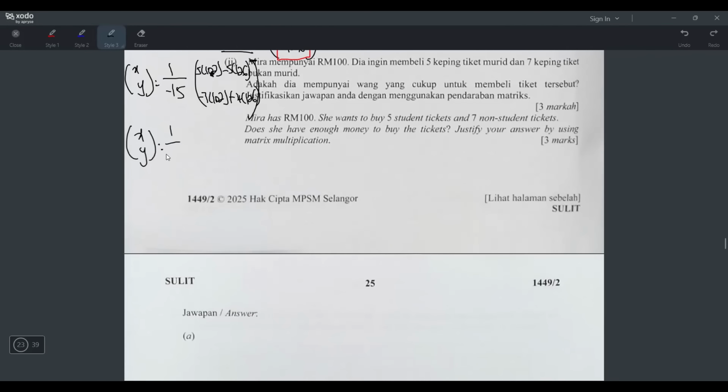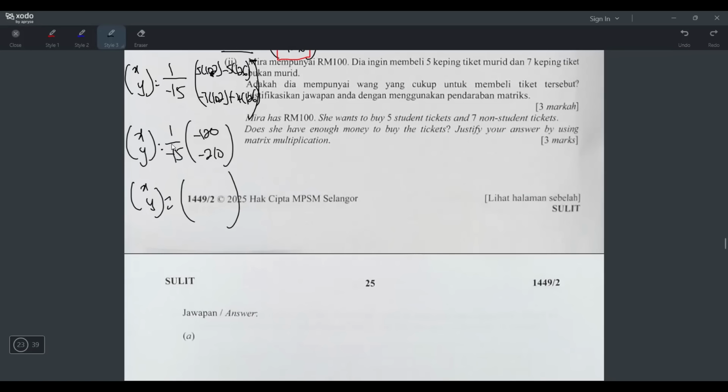Alright, so continue. XY equals 1 over negative 15. Okay, dalam sini boleh buat dulu. So just tekan lah. 5 times 102 minus 5 times 126. Okay, I got negative 120. Tulis. Okay, yang bawah pula negative 7 times 102 plus 4 times 126. Dapat negative 210.